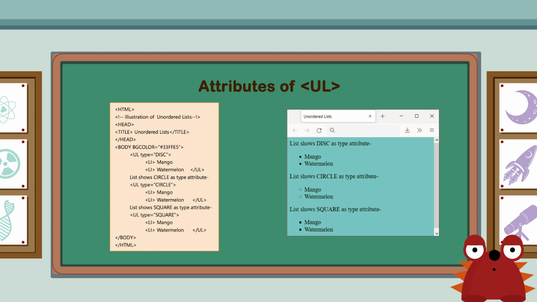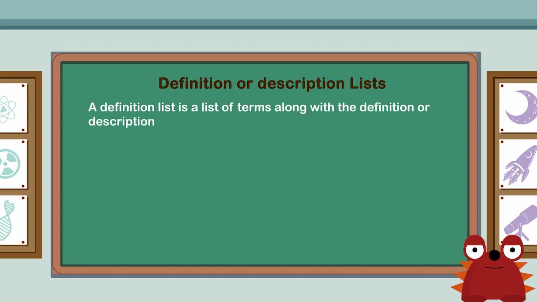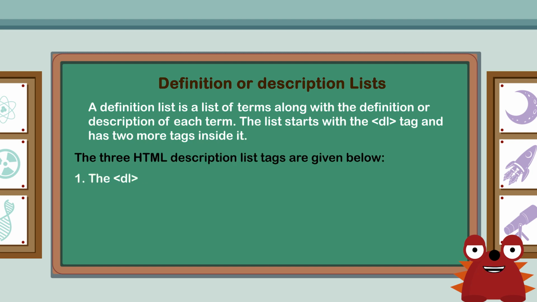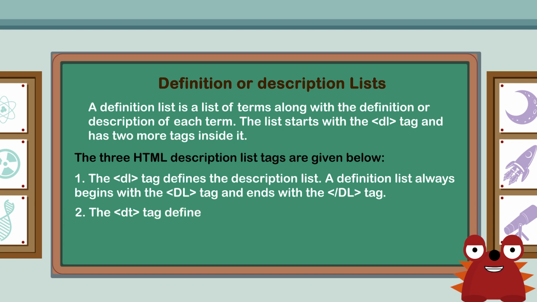Let's move on to the definition or description list. A definition list is a list of terms along with the definition or description of each term. The list starts with this tag and has two more tags inside it. These are the three HTML description list tags. First is this tag, which defines the description list. A description list always begins with this tag and ends with this tag. Next, this tag defines the data term.